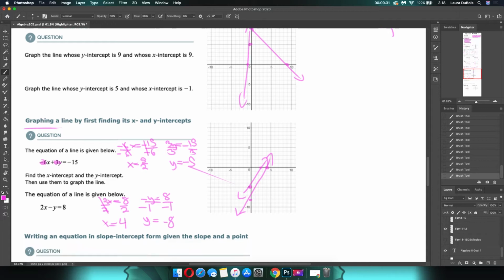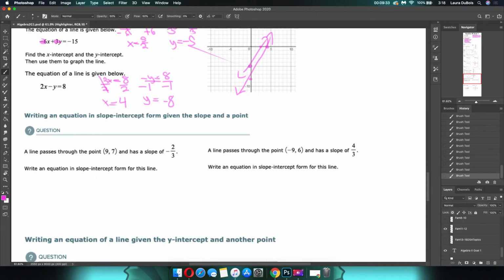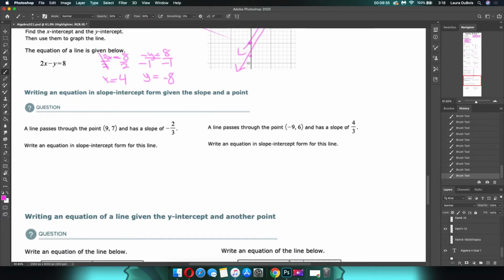Not so bad. Now, writing an equation. Hey, they finally chased away the graphs for a second. So, writing it in slope-intercept form. Slope-intercept form, if you do not recall, is y equals mx plus b. To remember which is which, m is your slope, b is your y-intercept. We were doing that at the beginning of the video, 10 whole minutes ago.